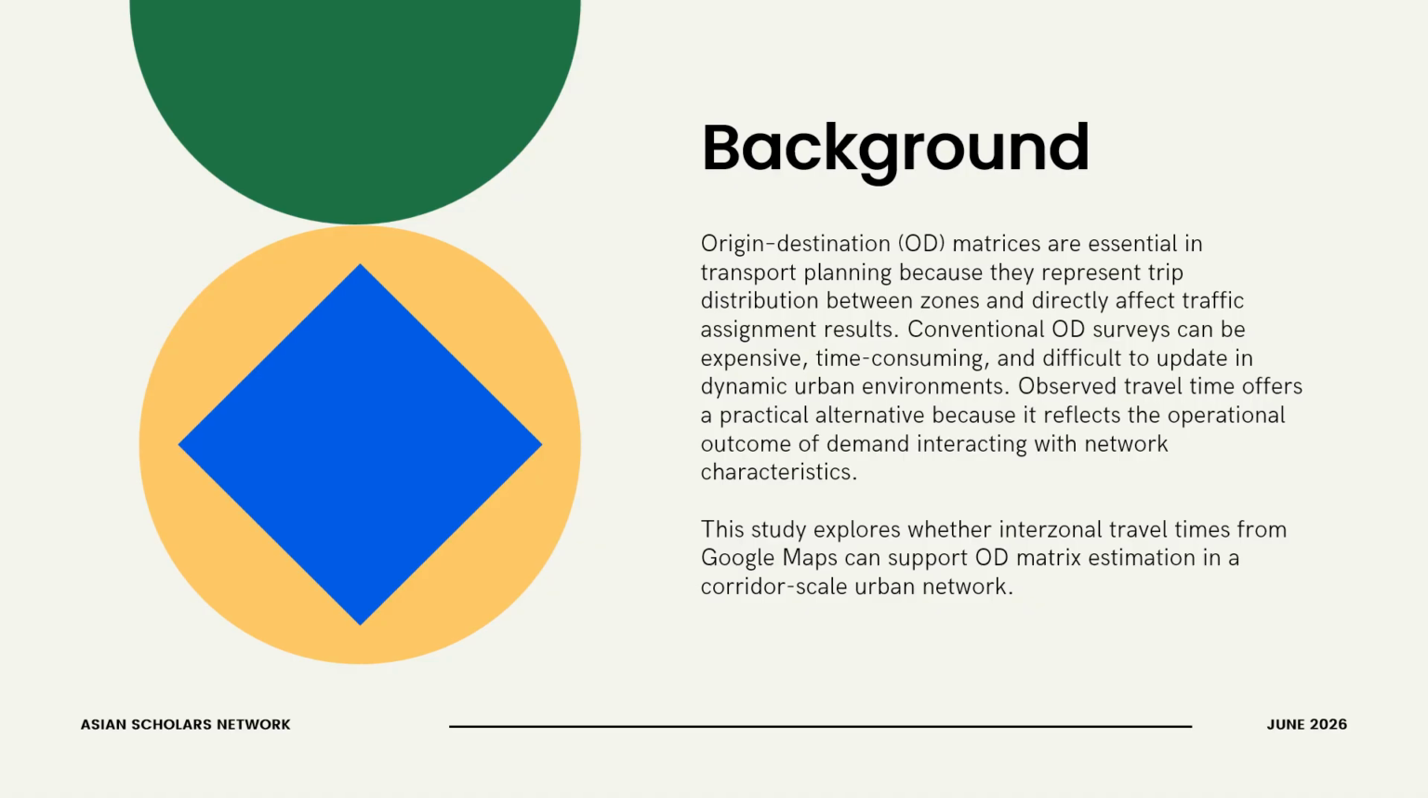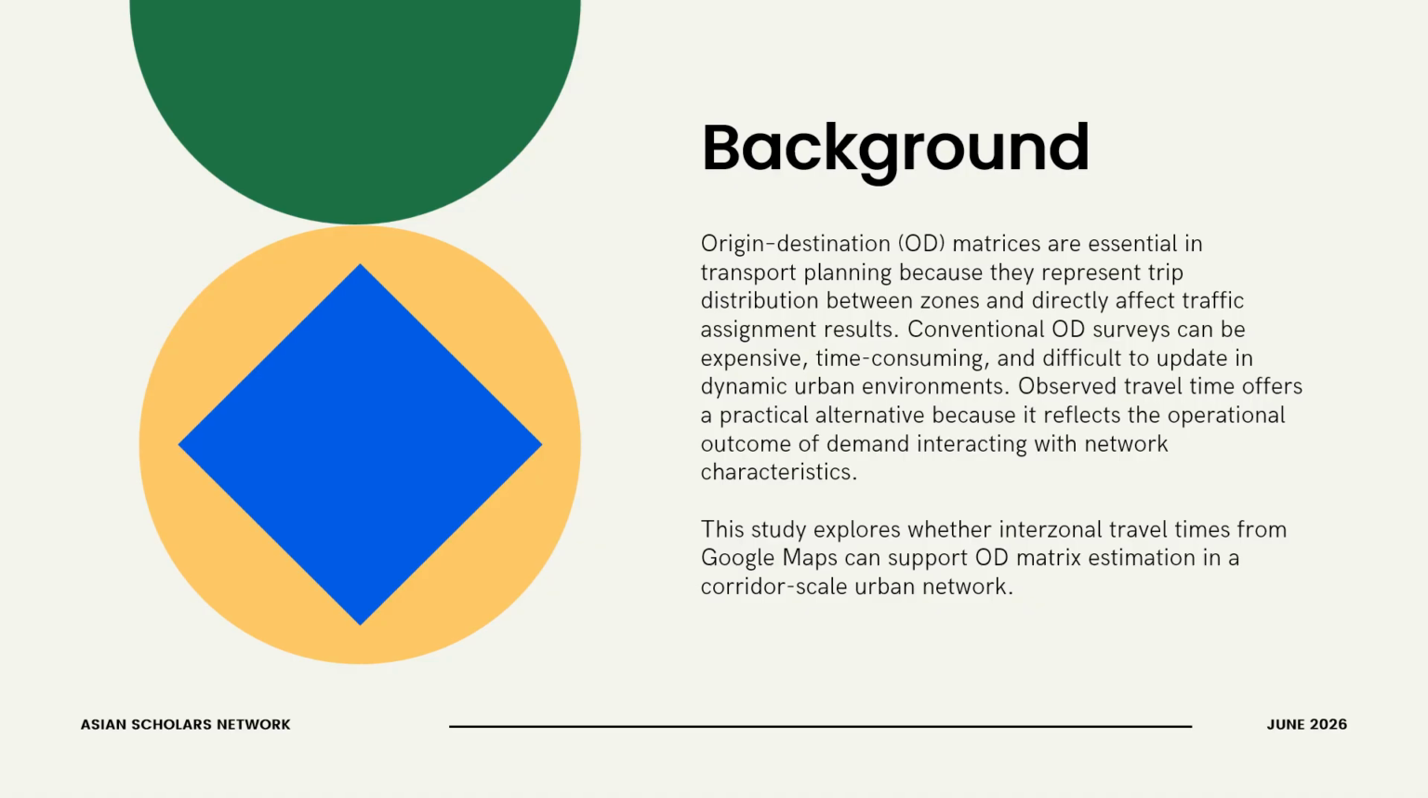Origin destination matrices are essential in transport planning because they describe trip distribution between zones and directly affect traffic assignment results. However, conventional survey methods are often expensive, time-consuming, and difficult to update, especially in dynamic urban environments. For that reason, this study considers a more practical alternative.